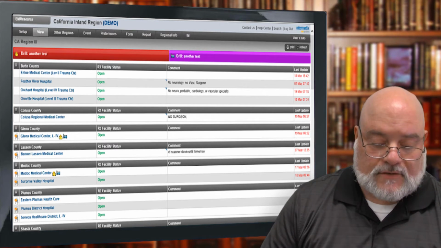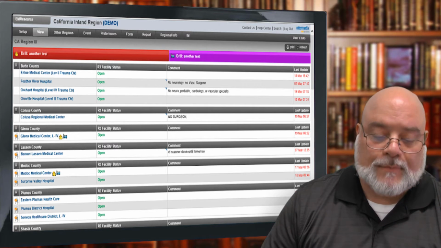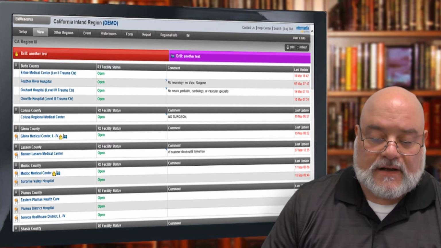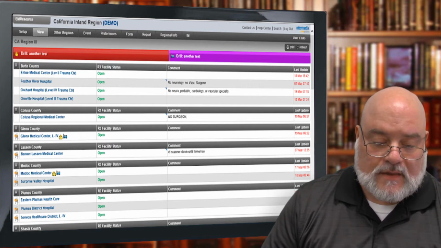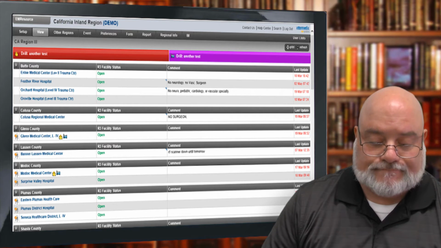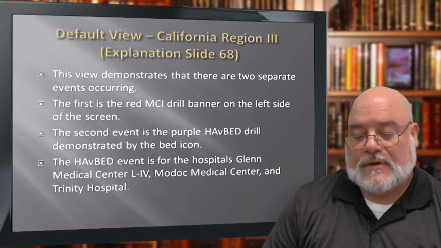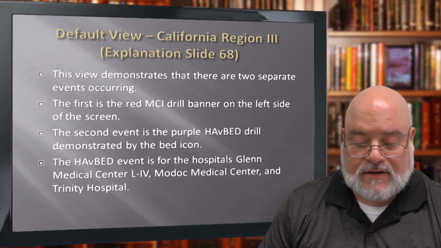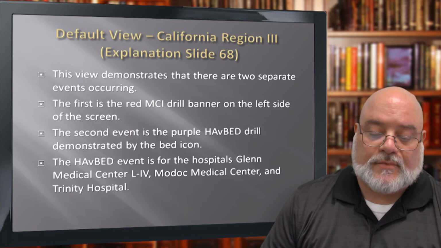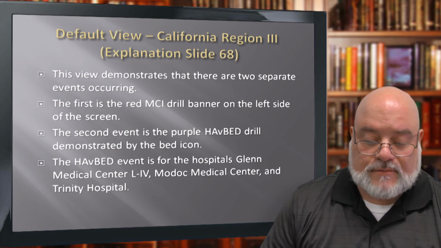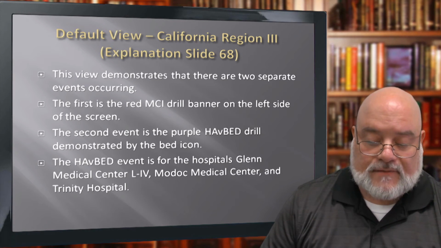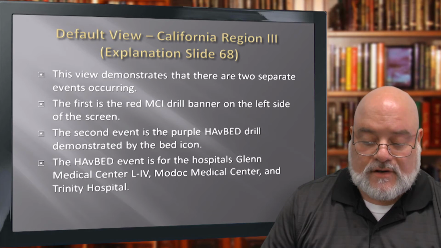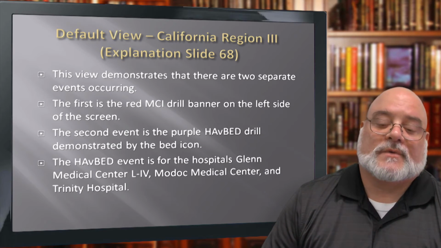So here at Glenn Medical Center, we have the flaming yellow envelope and an MCI drill. This shows the bed, and here's the flaming envelope and the bed. So the first 2 demonstrate there are 2 separate events occurring. The first is a red MCI banner on the left screen. The second is a purple HAVBED drill demonstrated by the bed icon. The HAVBED event is only for Glenn Medical Center, Modoc Medical Center, and Trinity Hospital.